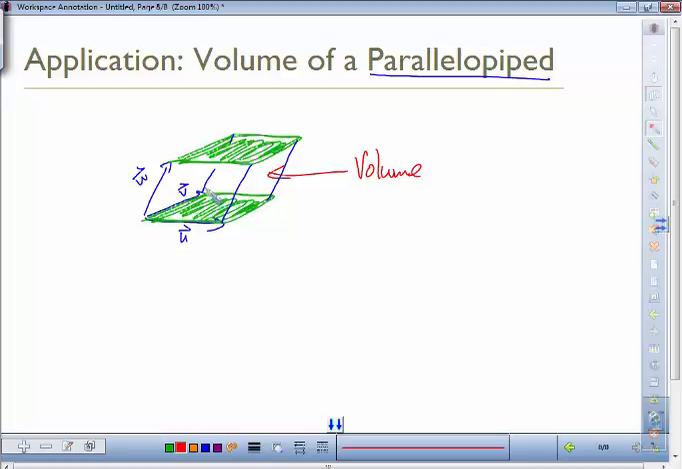And we can derive it with a base times width times height. If you cross u and v, you would get the volume of the parallelepiped. You'd also get this vector that's perpendicular to u and v. And then to get the volume, you would take the dot product of that third vector, w.